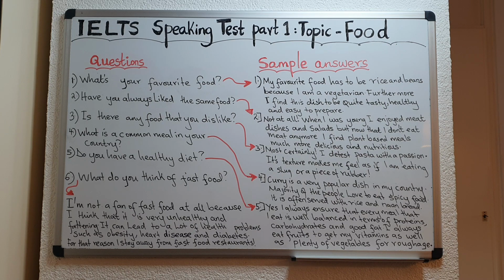In that answer, you also notice that I explain what it is that I liked earlier on and what I like now. So always ensure that you provide a comprehensive answer, okay? I enjoyed meat and meat dishes and salads when I was younger, but now that I don't eat meat anymore, I prefer plant-based meals, and that is vegetarian meals. And why? Because I find them more delicious and nutritious.